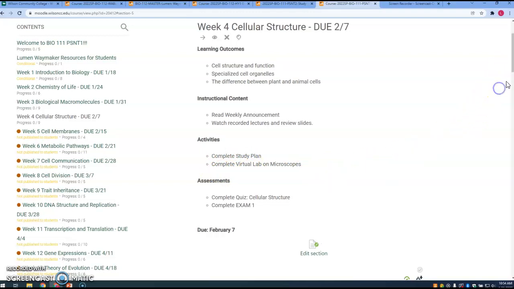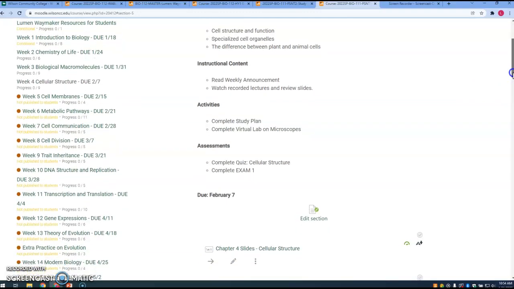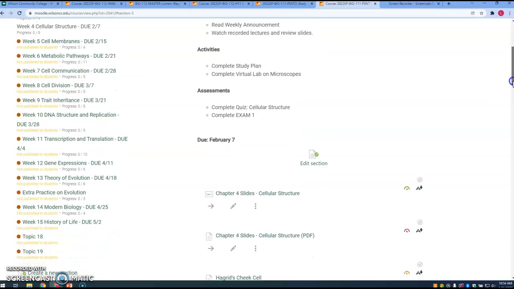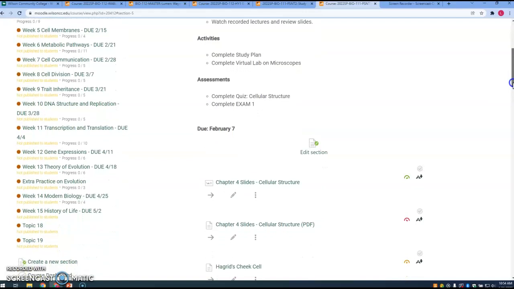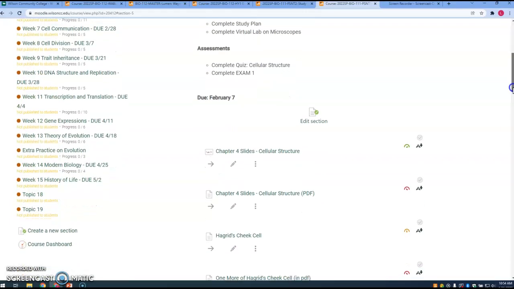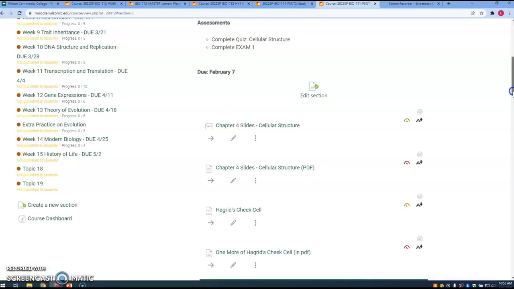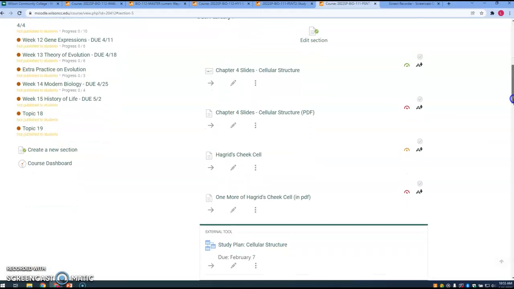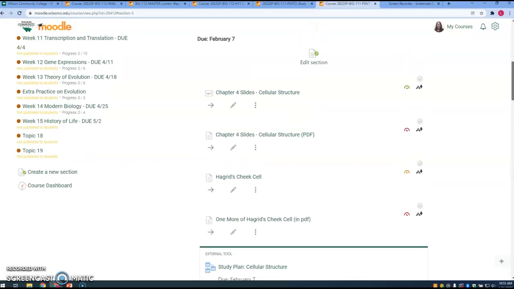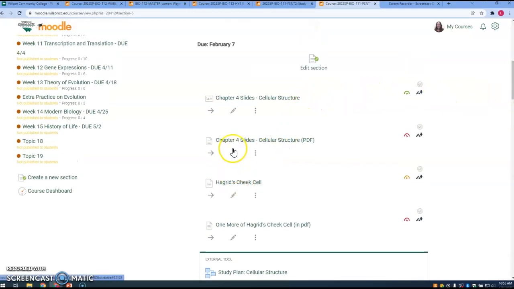Let's see, scroll down here and show that to you. And then for your assessments, complete the quiz and complete exam 1. Exam 1 will be posted on this week 4 module. It will be posted down at the bottom by tomorrow. Now, let me explain about Hagrid, because when you see this, it may not make any sense, but your slides are posted in PowerPoint and PDF form as usual.